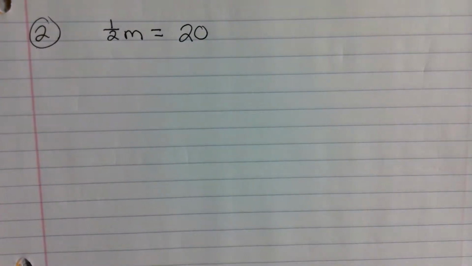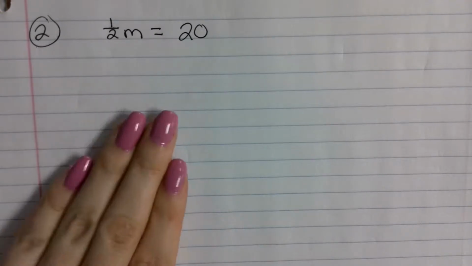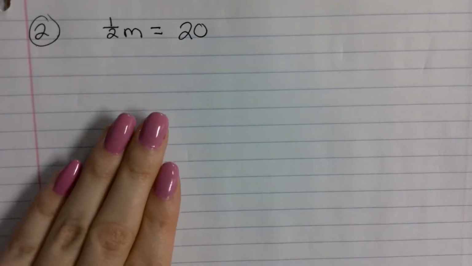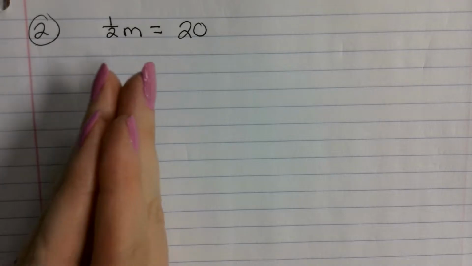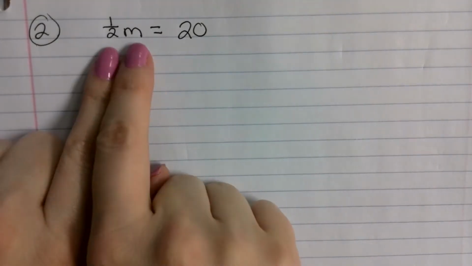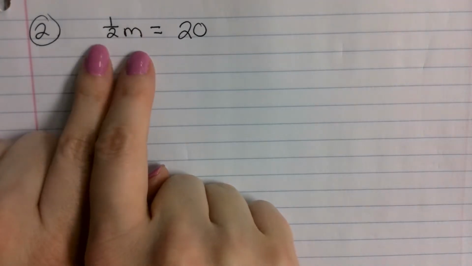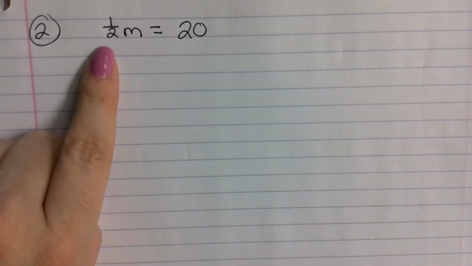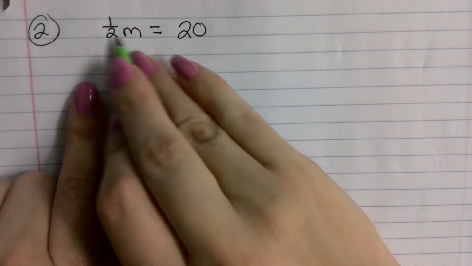I have 1/2 m is equal to 20. So what operation do we currently see? Not what inverse, but what operation is existing between 1/2 and m? Mia? It's not division. When they're side by side, it's multiplication. Good. This is currently multiplication.